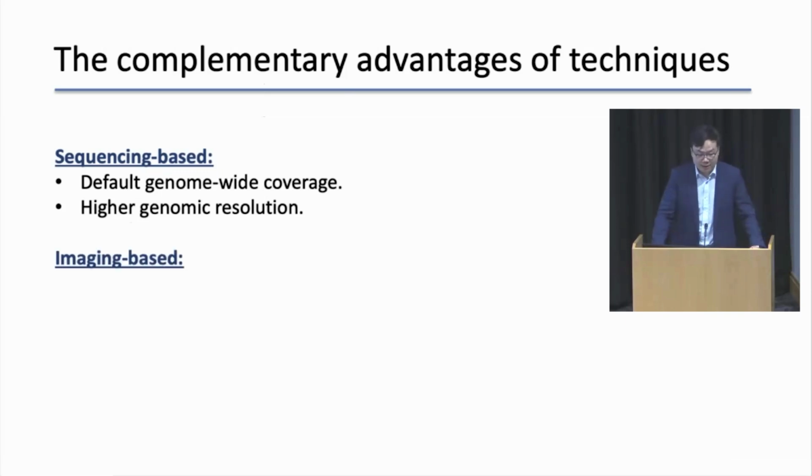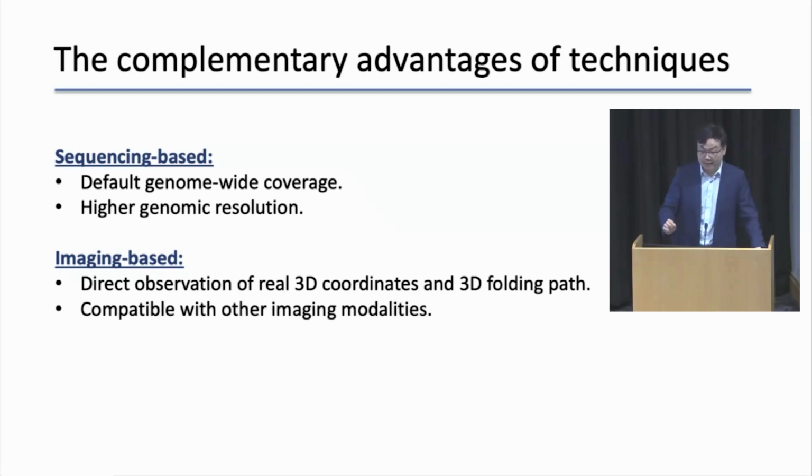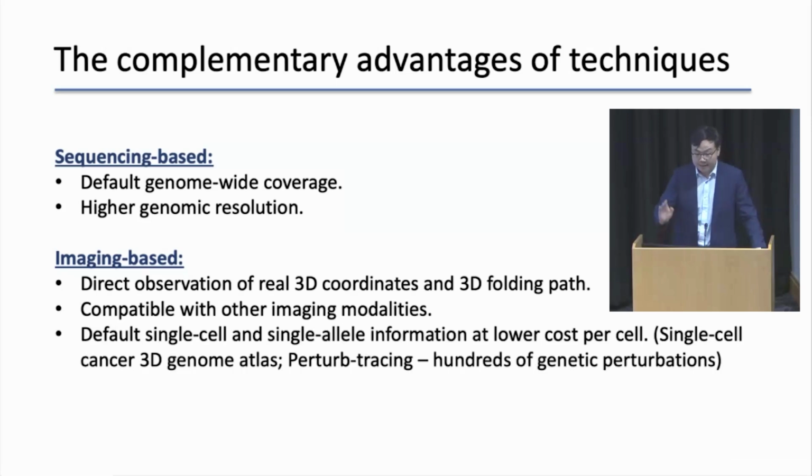The imaging-based technique, however, gives us direct observation of the real 3D coordinates and 3D folding paths, as I mentioned. It is also quite compatible with other imaging modalities, as I mentioned. And another hidden advantage is that it by default gives you single cell and single allele information at much lower cost per cell. The single cell versions of the sequencing-based techniques are still quite expensive. That's why currently most sequencing-based 3D genome studies still use the population-averaged versions of the techniques. But chromatin tracing has much lower cost per cell and gives you this single cell information.